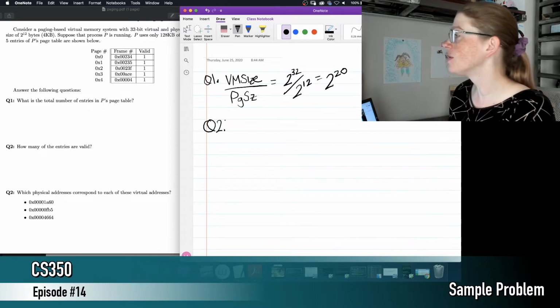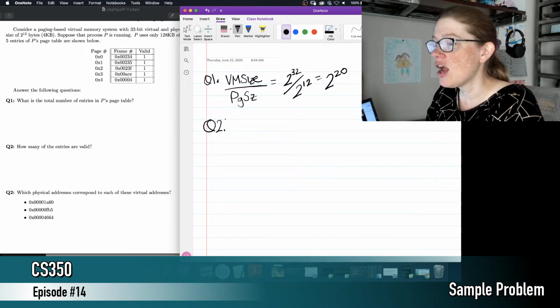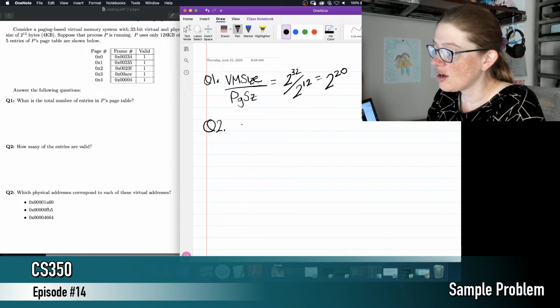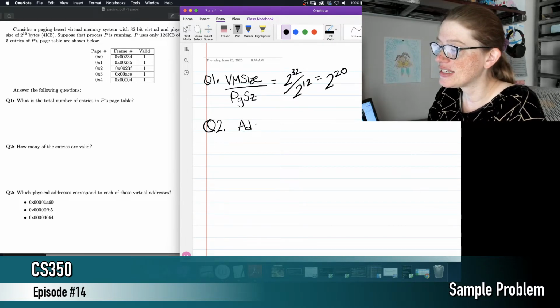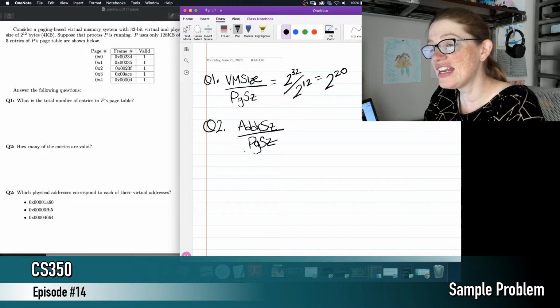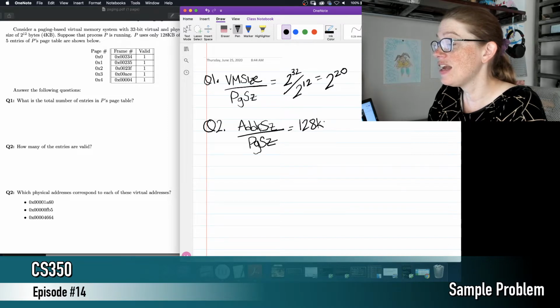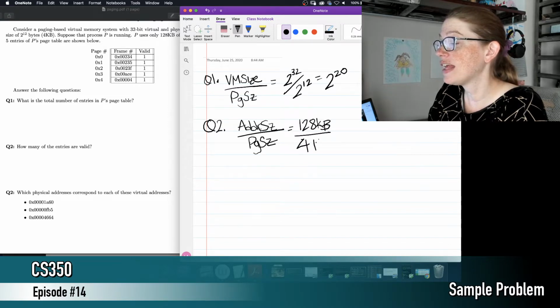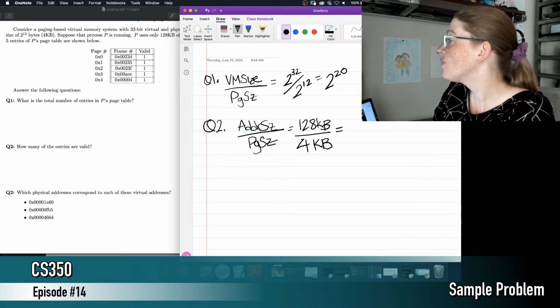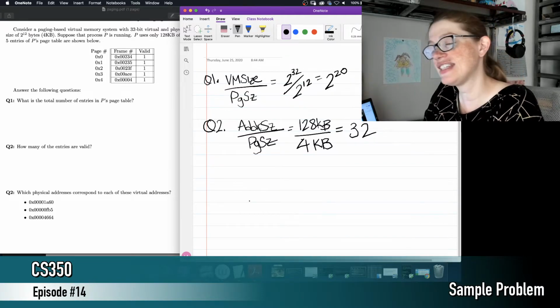To compute how many pages are actually valid, we need to figure out how many pages 128 kilobytes is. So we take the address space size and divide it by our page size. Again, we're assuming the address space is contiguously allocated and starts at address 0. So that's 128 kilobytes divided by 4 kilobytes, which gives you 32. So there are 32 valid entries in this page table.